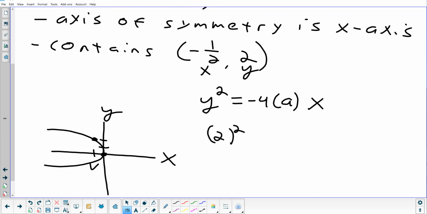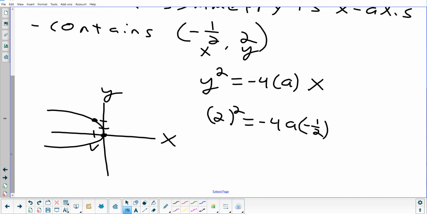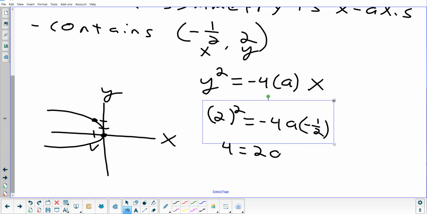2 squared equals -4a times -1/2. All right, 2 squared is how much? 4. And a negative times a negative is a positive. And what's half of 4? 2a. So what's a? 2.